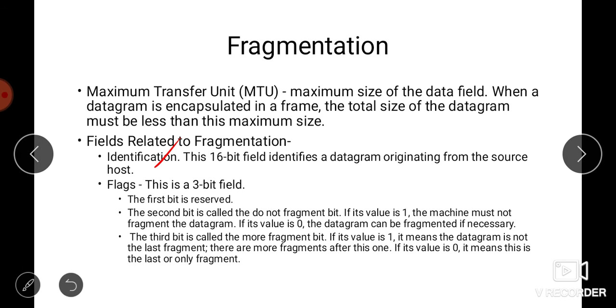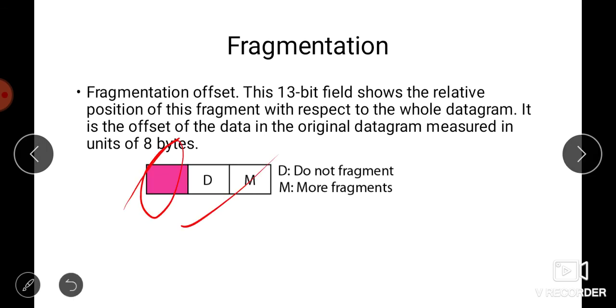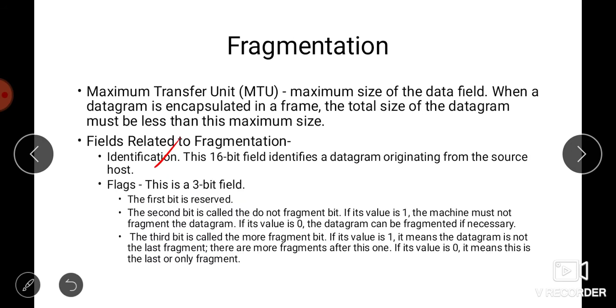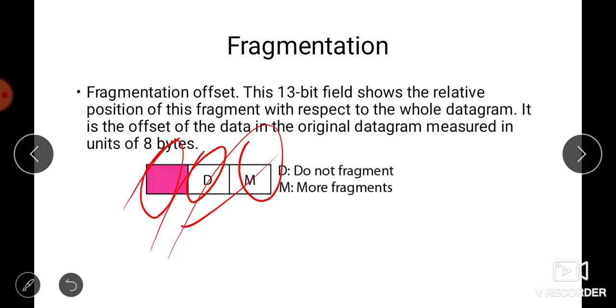Flag is a 3-bit field. First bit is reserved. Next we have do not fragment, and next we have more fragment. So the second bit is do not fragment. If its value is 1, that means the machine must not fragment the datagram, and if its value is 0, the datagram can be fragmented if necessary. Third bit is more fragment. If its value is 1, it means the datagram is not the last fragment, and there are more fragments after this one. If its value is 0, means this is the last fragment.